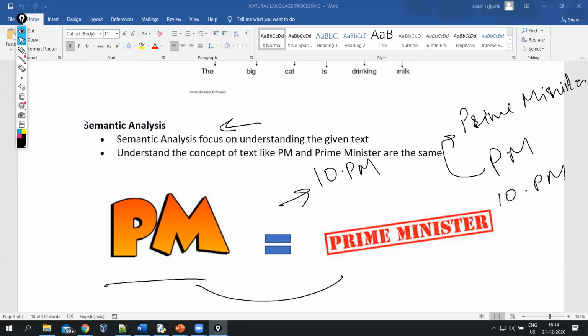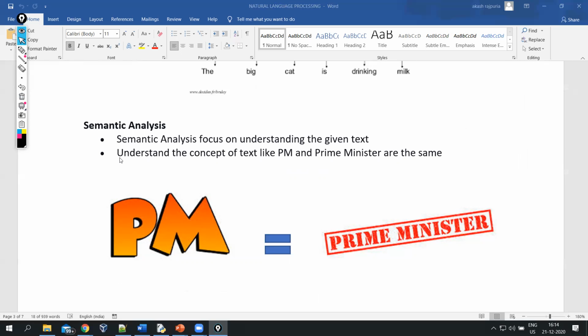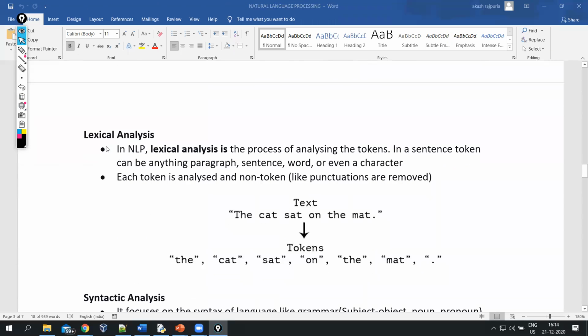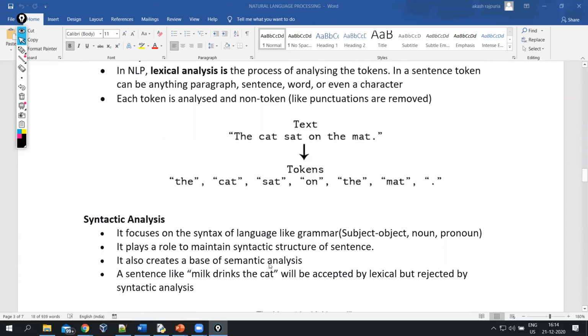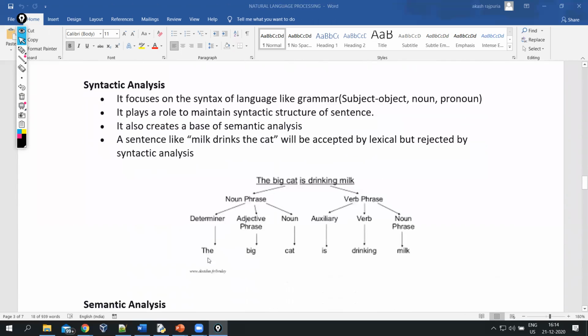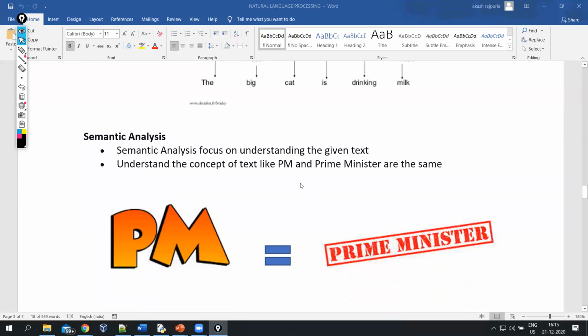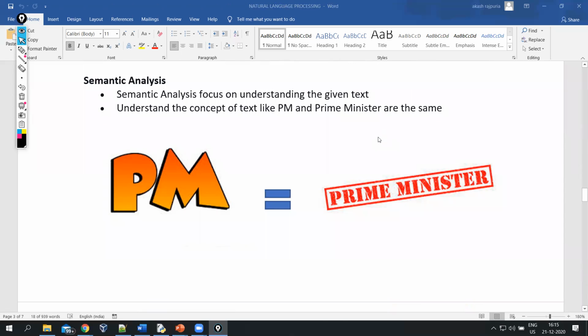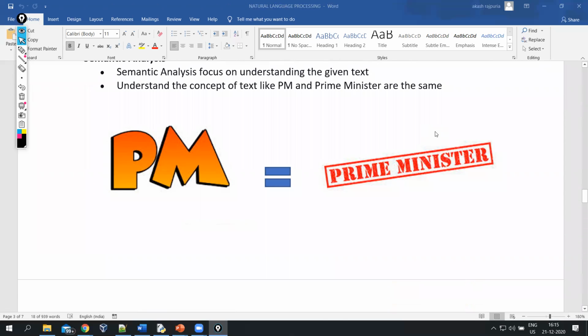So I hope everyone gets it. These are the three basic things, starting from tokenization, or you can call it lexical analysis, only working on tokens like the simple words. Then syntactic, the next step after lexical analysis, focuses on syntax. It should be in proper format, like the cat is drinking milk, and not something like milk drinks the cat. After that, semantic understands the meaning of the words and interprets it rightly. So prime minister and pm are the same. So this was the basic intuition of what text analytics is all about.